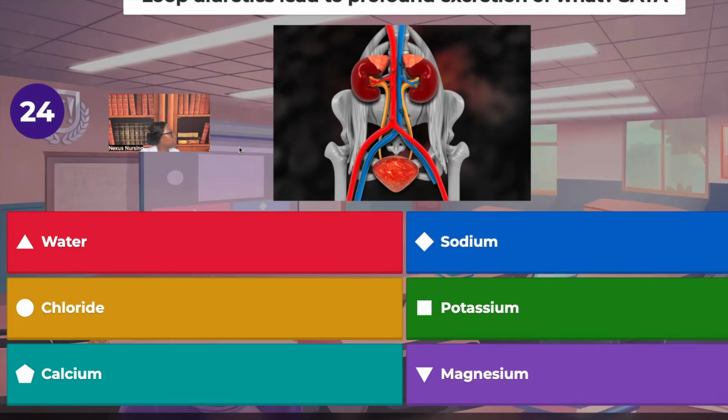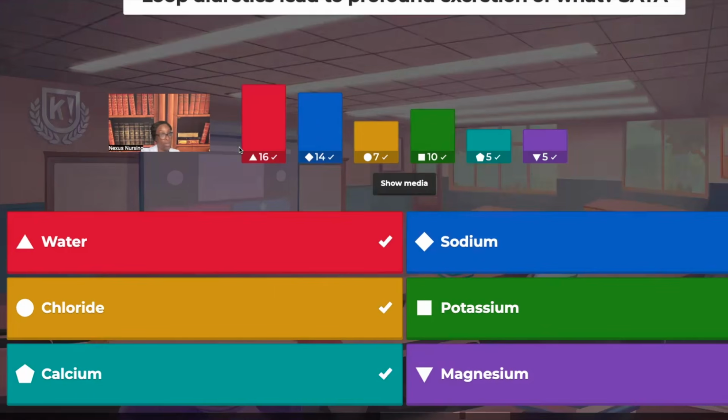We're talking about loop diuretics. If you're not in the Kahoot room, you can just type on the live what you think the answer is. All of them, guys. All of them. When it comes to loop diuretics, all of these electrolytes are lost in the urine.